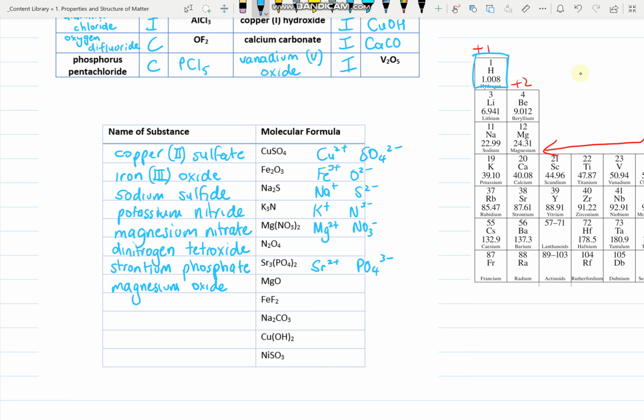This one's easy: metal, non-metal, magnesium oxide. Magnesium is in group 2, oxygen in group 6. 1-to-1 ratio in terms of charges. Iron, transition metals. So I go iron, and I go fluoride. And I go, how am I supposed to work out the charge of fluorine? I could do a reverse cross and drop. Or the other way I can do it is I go fluorine's minus, and if I have 2 of them, it's going to make 2 minus. Iron must be 2+. Right, bit of algebra.